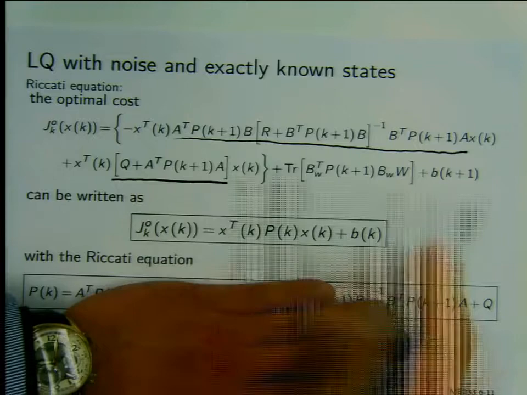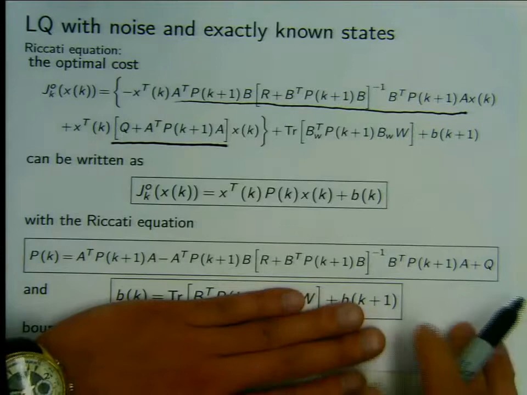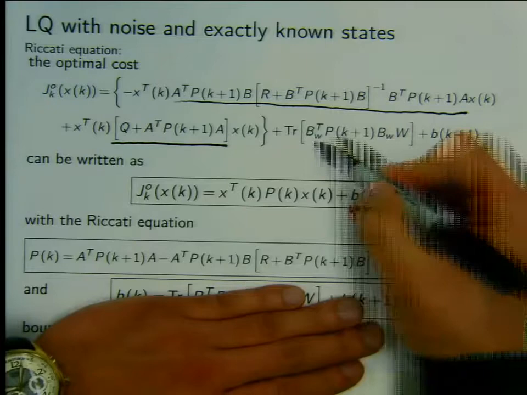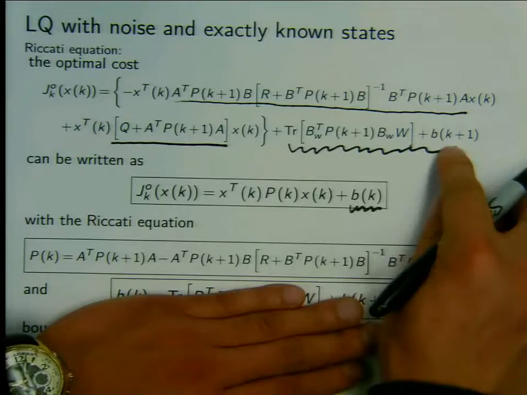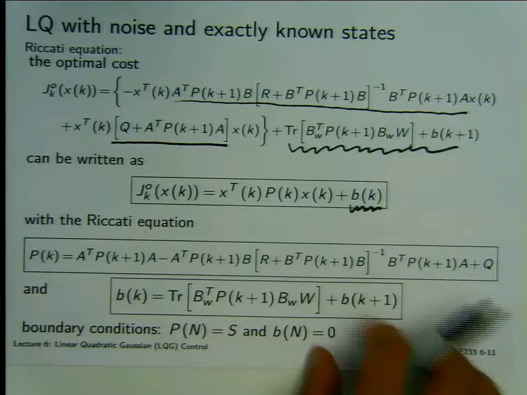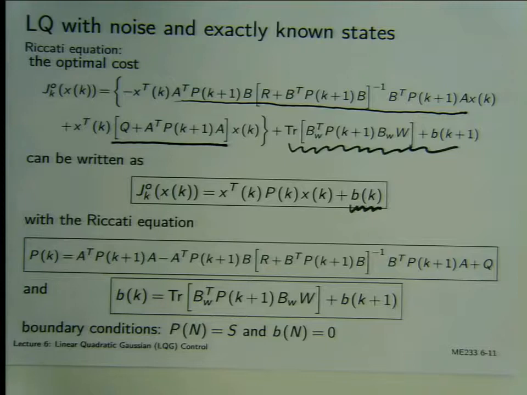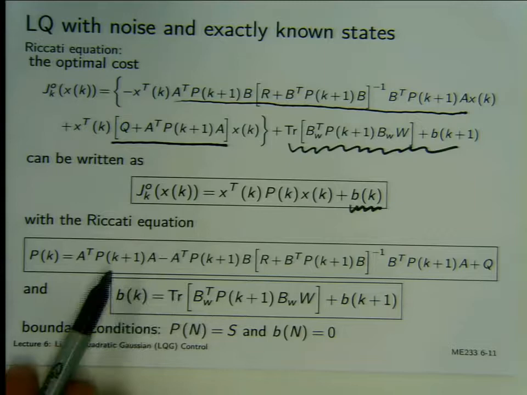So if you write it out, it's a Riccati equation over here. Okay? And if you call this b, then you also see the update equation for b, which is going to be b_k equals b_{k+1} plus this term, this trace term over here. Okay? So the main message is that the LQ problem with noise inside the system is going to have a Riccati equation. It's going to have a state feedback law.